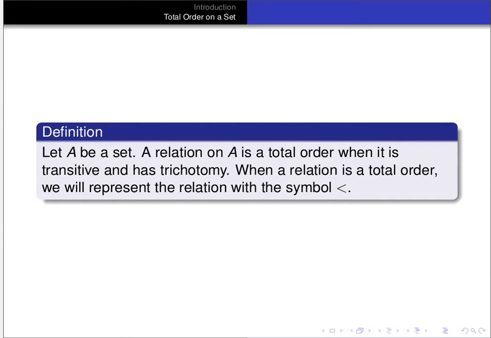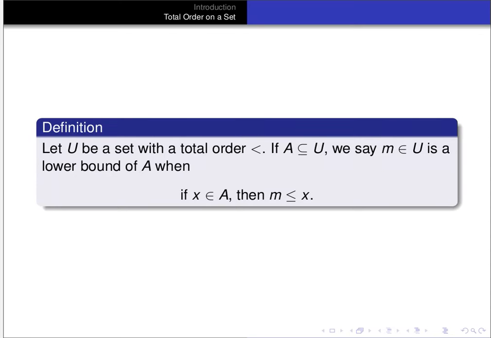All right. So finally, we get to the definition of a total order. If A is a set, a relation on A is a total order when it's transitive and has trichotomy. So it has transitivity and has trichotomy. And when a relation is a total order, we represent it with the less than symbol. Now, if U is a set with a total order and A is a subset of U, we say that an element M of U is a lower bound of A if M is less than or equal to every element of A. So if X is in A, then M is less than or equal to X. That makes it a lower bound of A.